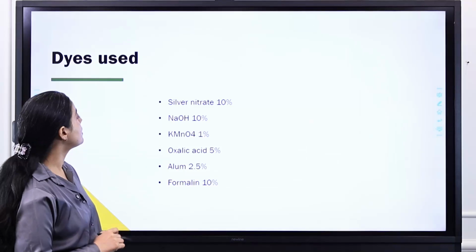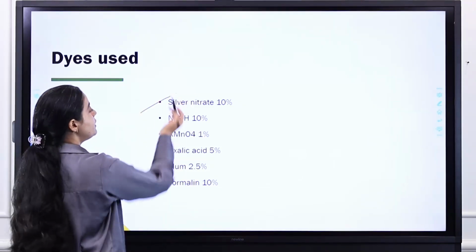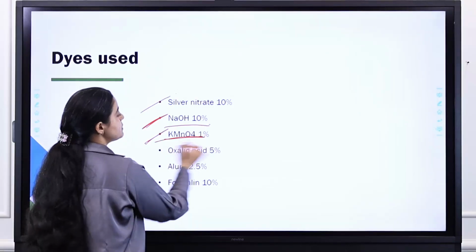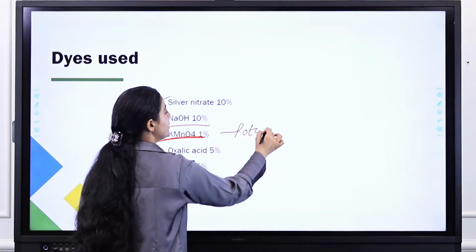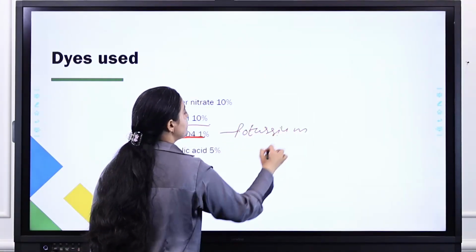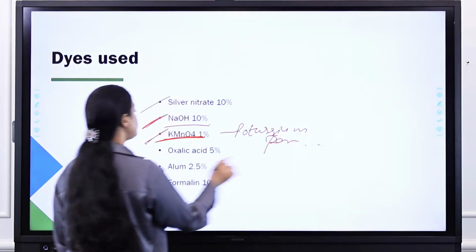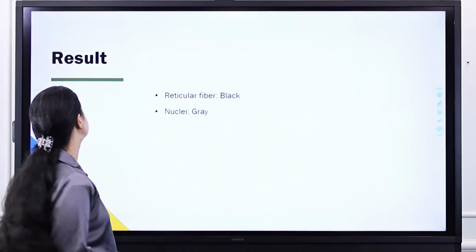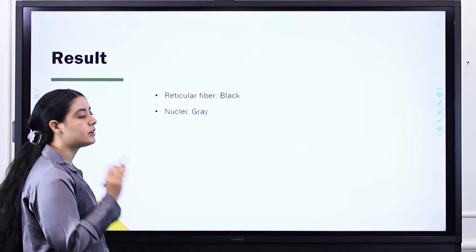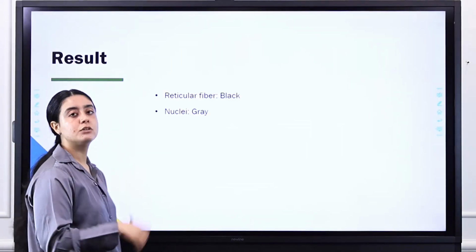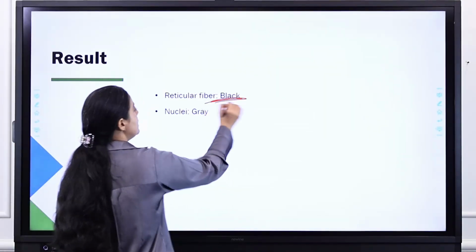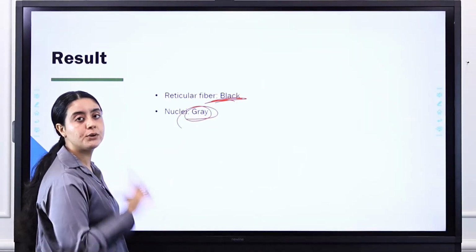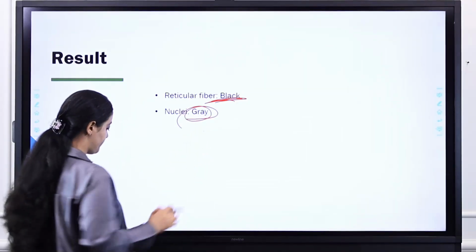So which dyes will be used? Silver nitrate obviously, sodium hydroxide, potassium permanganate. This is potassium permanganate. Oxalic acid, alum, and formalin as a fixative obviously. What will be the results if reticular fibers are present? You can observe black color, and the nuclei will take the grey color. Here the nuclei are not blue, they take up the grey color.